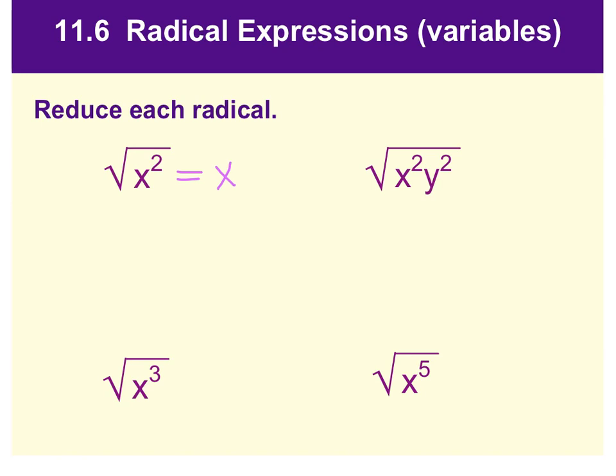The next example, we have the square root of x squared y squared. If you have two things that you're multiplying, or more than two, you can break that up and say it's the square root of x squared times the square root of y squared. Well, the square root of x squared is just an x, and the square root of y squared is equal to y. And our final answer is x times y.